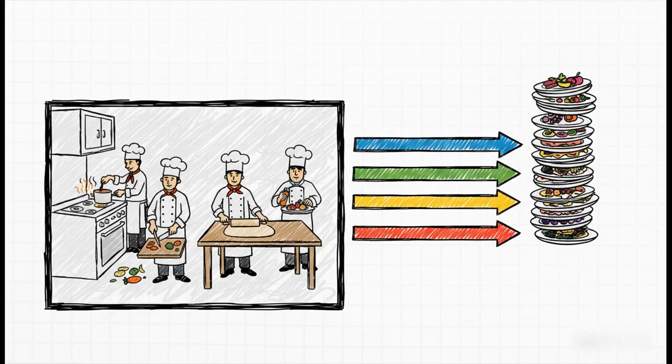And that, my friends, is multi-threading. That's it. That's the big idea. It's having multiple workers or threads working at the same time inside the same process, or kitchen, to get way more work done way faster.